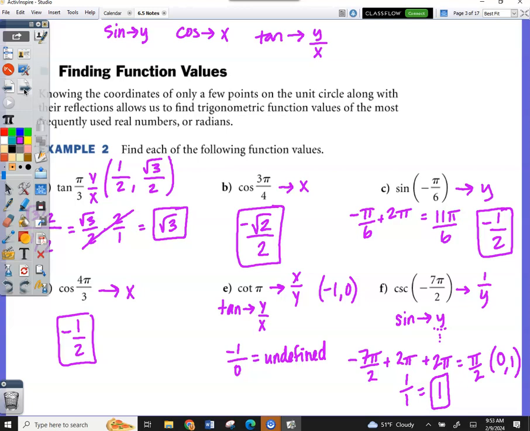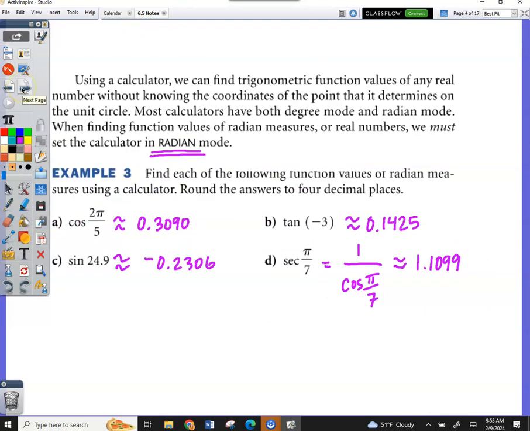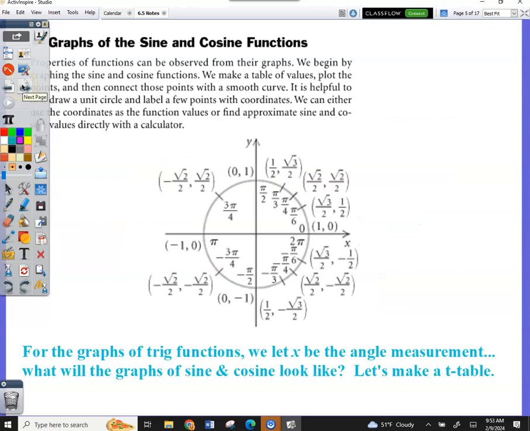We practice this. Then we practice, what if they're ugly and they're not on the unit circle? You just type it in the calculator. None of these are on the unit circle. There's no pi over 7, definitely no decimals. There's no 2 pi over 5. So those are not on the unit circle, which means you have to use the calculator. All right, here's the new stuff.